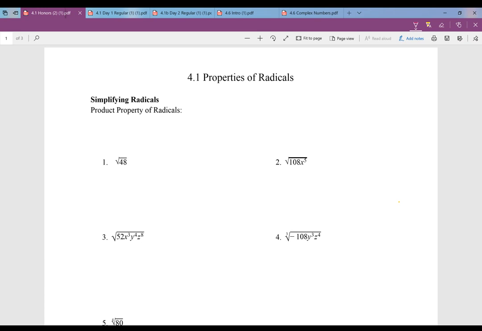All right, for 4.1, we're going to talk about properties of radicals. First we're going to talk about simplifying, and we're going to use the product property to do this. The product property of radicals: the square root of a times b is equal to root a times root b, where a and b are greater than or equal to 0, right? Because we can't take the square roots of negative numbers.